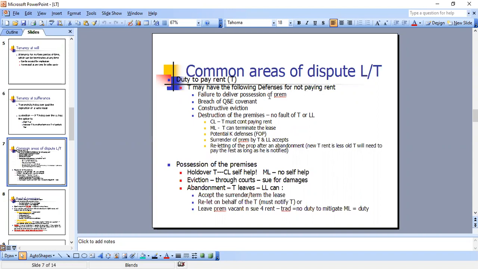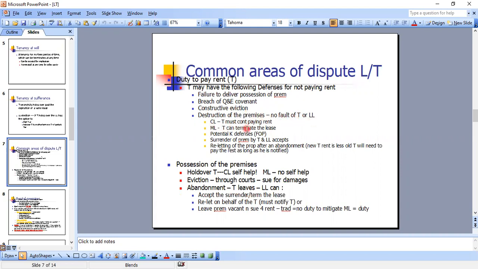Failure to deliver possession of premises. So the landlord did not deliver the premises, so the tenant can withhold the rent, and that would be a defense for him. Breach of the implied covenant of quiet enjoyment, which I'll go over later. Constructive eviction. Destruction of the premises, no fault of the tenant or the landlord.